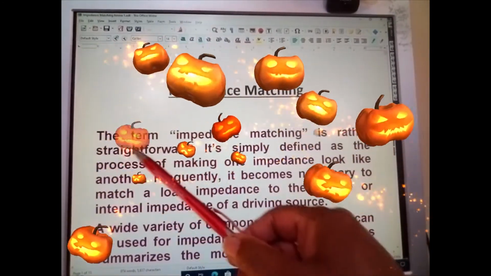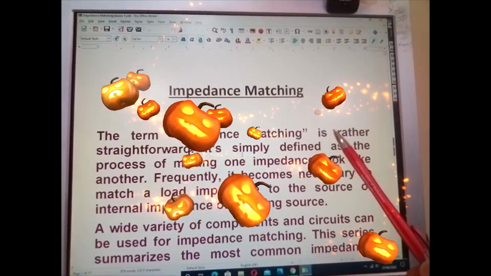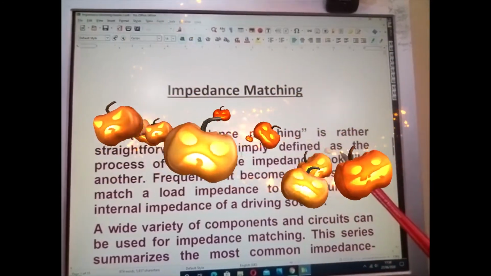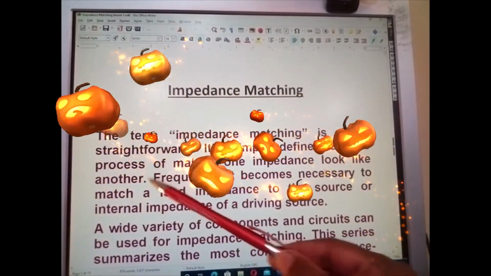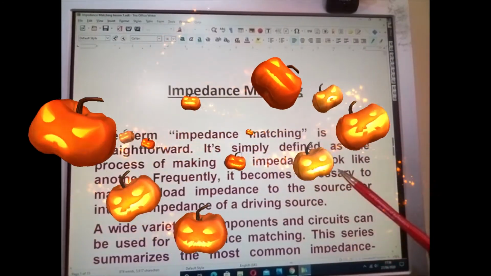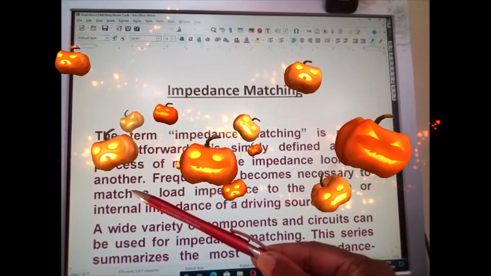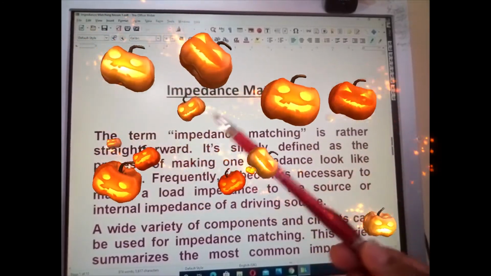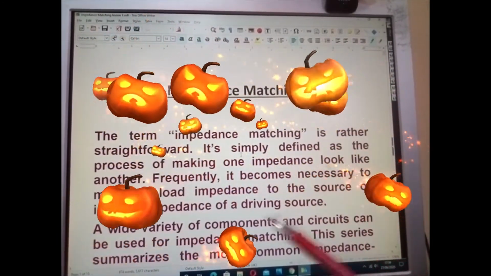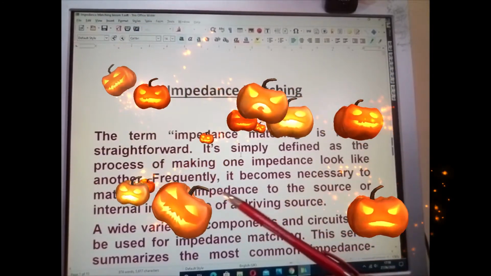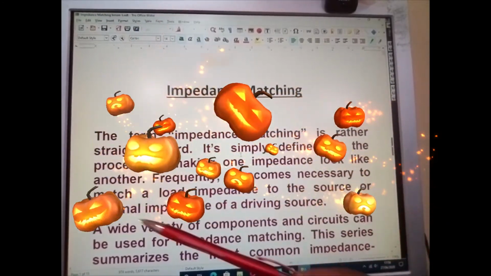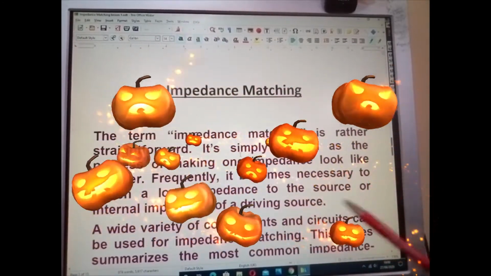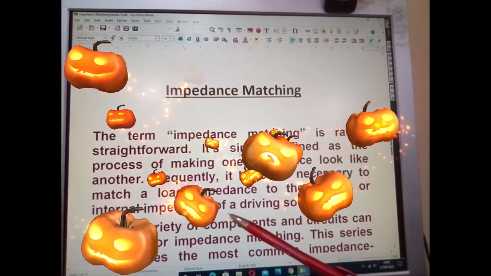So the term impedance matching is rather straightforward. It's simply defined as the process of making one impedance look like another. So you're trying to make the impedance of your amplifier look like the impedance of your speaker. Frequently, it becomes necessary to match a load impedance to the source or internal impedance of a driving source.